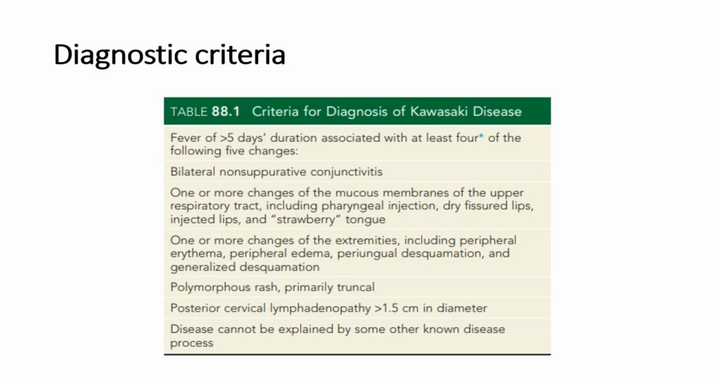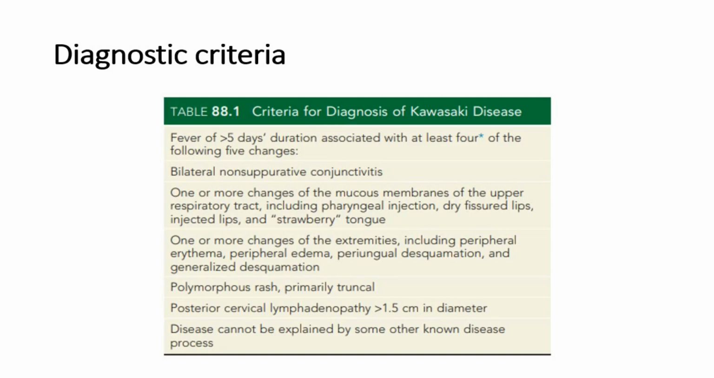This is the diagnostic criteria for Kawasaki disease. The child must have fever for more than 5 days, associated with at least 4 out of 5 criteria, which are bilateral non-suppurative conjunctivitis, changes in mucous membranes of the upper respiratory tract such as dry fissured lips and strawberry tongue, changes in extremities like peripheral erythema or edema and periungual desquamation, polymorphous rash, and also cervical lymphadenopathy.